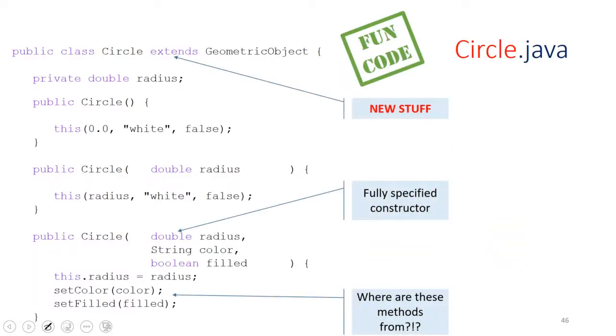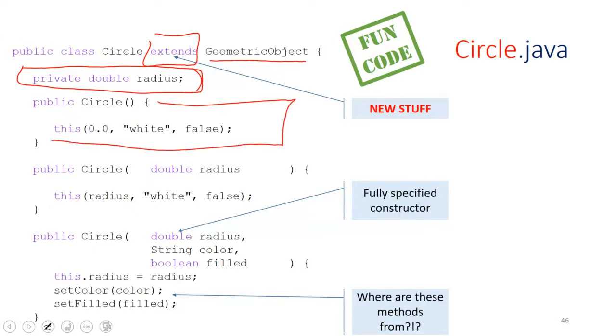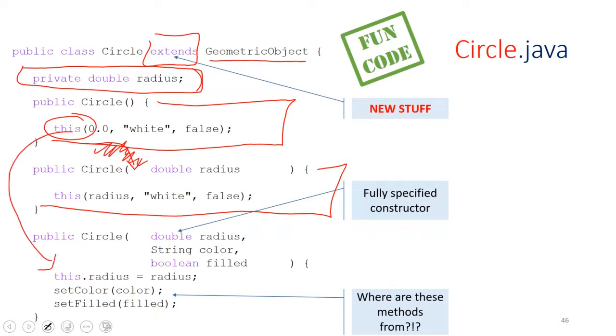What about my class Circle? So Circle extends GeometricObject. So I don't need to redeclare all those attributes. I add only the attribute that is specific to a circle: private double radius. Here's my no-arg constructor. Here's my one-arg constructor that accepts radius. And again, the no-arg constructor, if you don't tell me anything about the radius, I'm going to call this constructor here, the three-arg constructor.